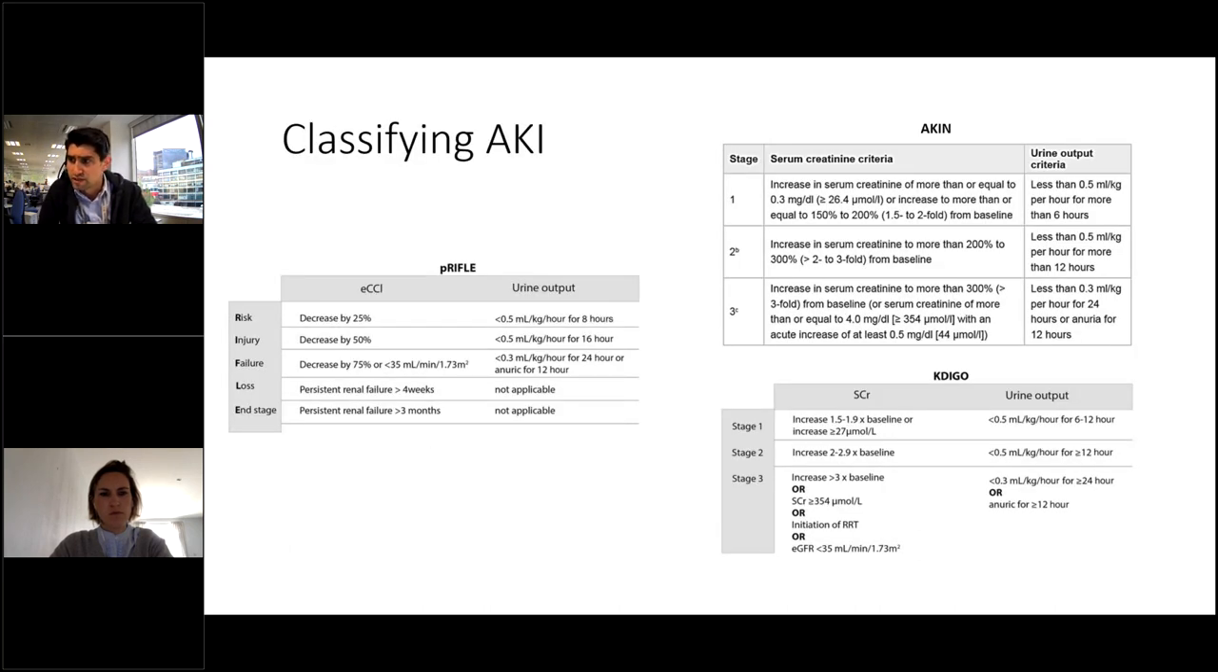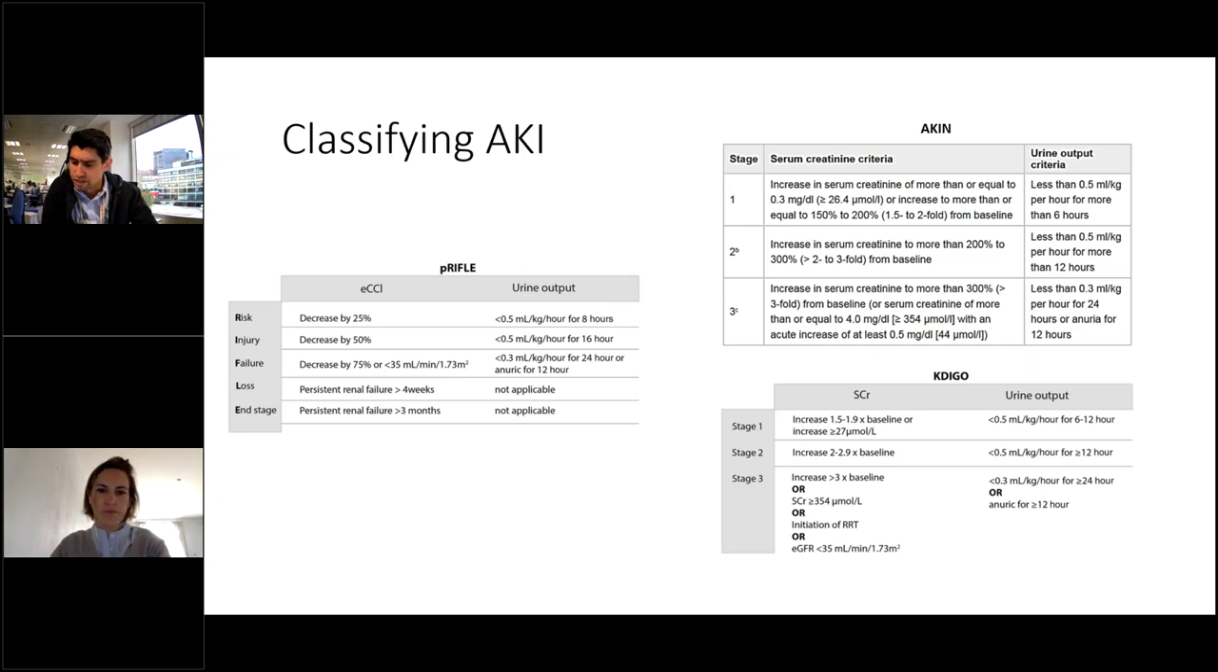So there are three main classification systems, which complicates things. There's the PRIFL classification system. There's the Acute Kidney Injury Network classification system. So PRIFL came in 2004 by the Acute Dialysis Quality Initiative Group. AKIN came in 2007, 3 years later, by the Acute Kidney Injury Network. And then KDIGO, which is Kidney Disease Improving Global Outcomes, tried to, if you like, consolidate these two different classifications and these criteria, so that we had a unified effort in defining and classifying AKI.